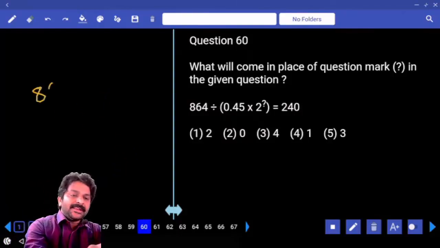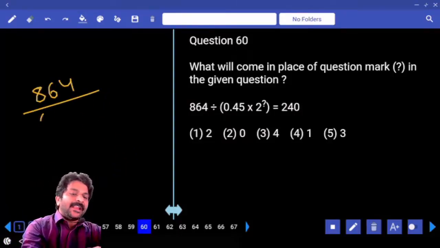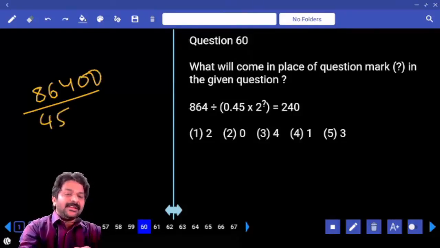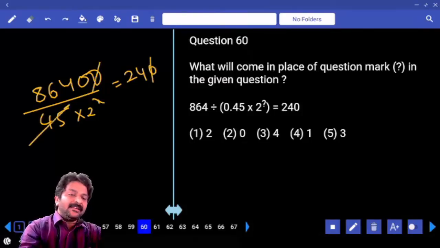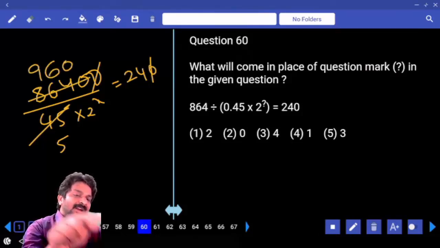Right now, 864 divided by 0.45. I'll write it as 45 by 100. 100 comes in numerator. Into 2 power x is equal to 240. Yes. 0, 0 gets cancelled. 9. 5 times. 9. 9 times. 6 times. And then is 0.